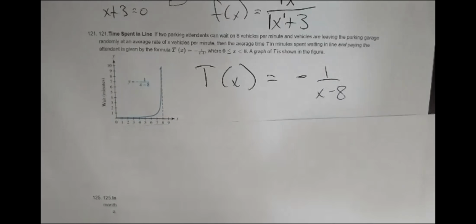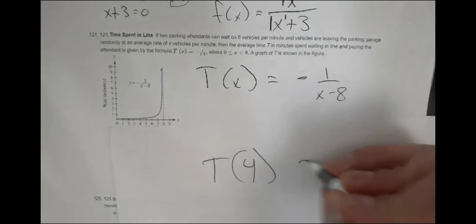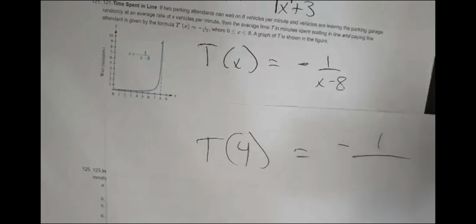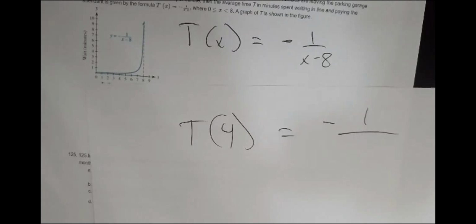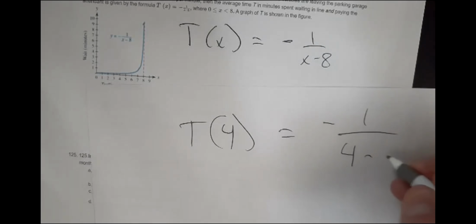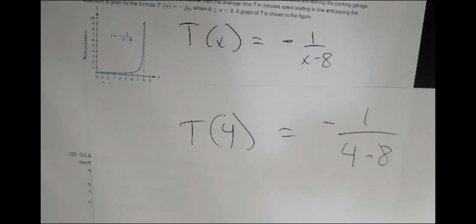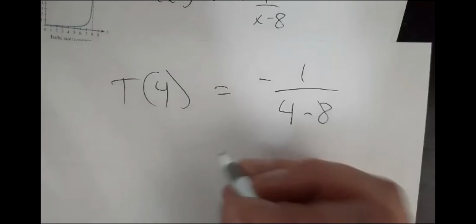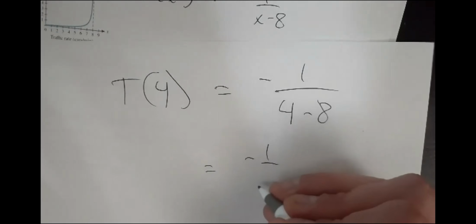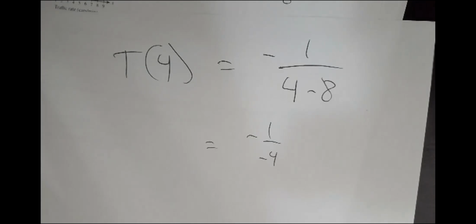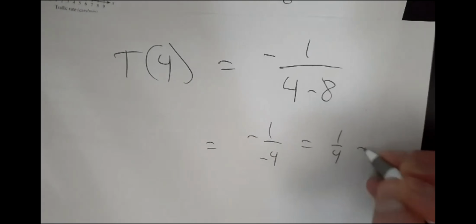So T of 4, what does that look like? We've done quite a few of these things. We're plugging in 4 for x. We've done function notation before. Now we're just doing rational functions, but it's the same concept, right? The 4 takes the place of the x. So what is T of 4 giving me? I think it's giving me negative 1 over 4 minus 8. 4 minus 8 is going to give me negative 4. This is giving me a positive 1/4, 0.25.